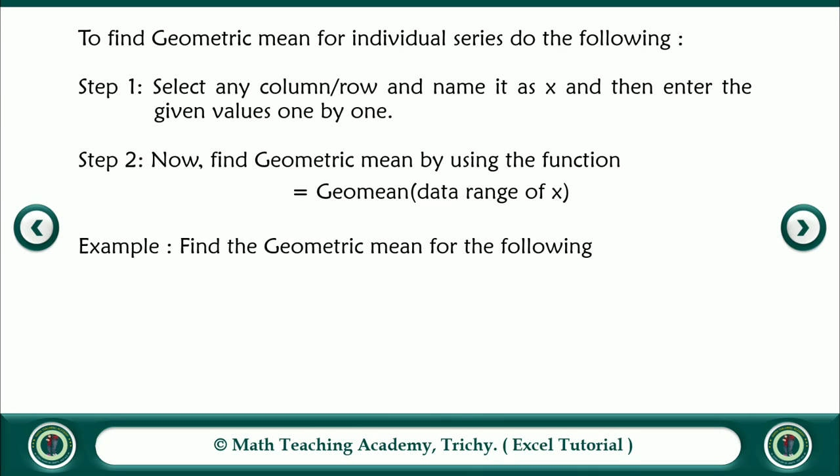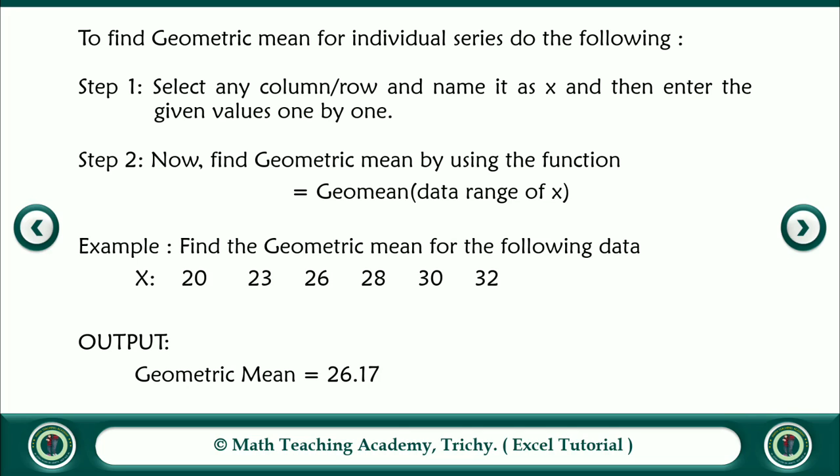Example. Have a look at this example. Find the geometric mean for the following data. Here x has been given as 20, 23, 26, 28, 30, 32. Here the answer becomes 26.17. Now let's see what you will do to find the geometric mean using Excel.